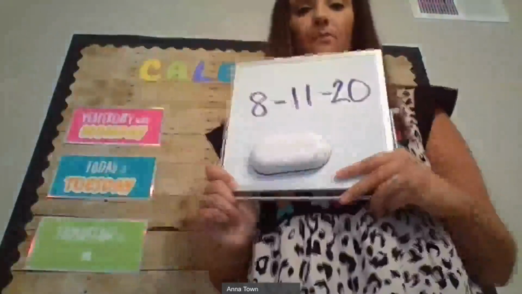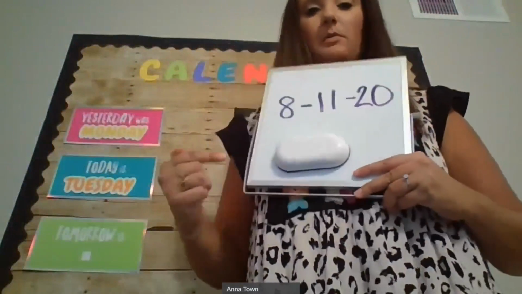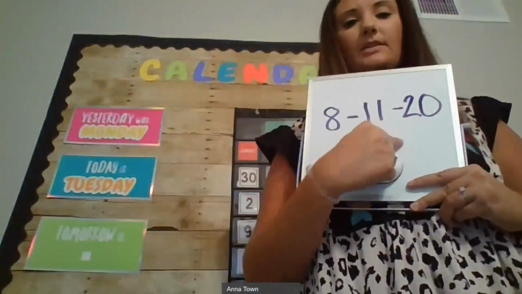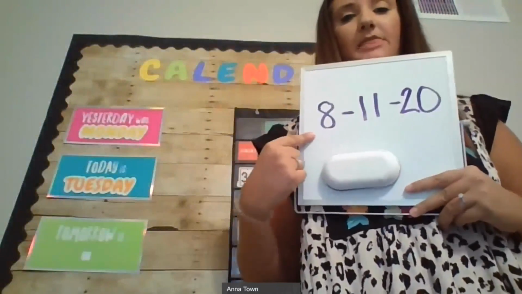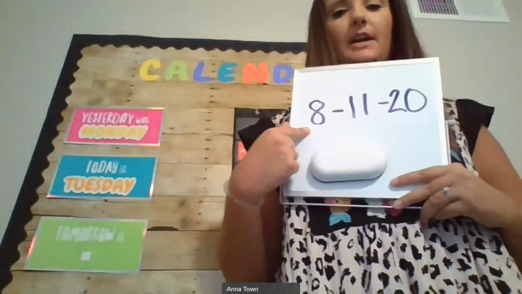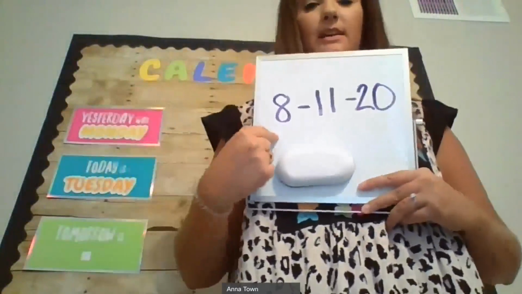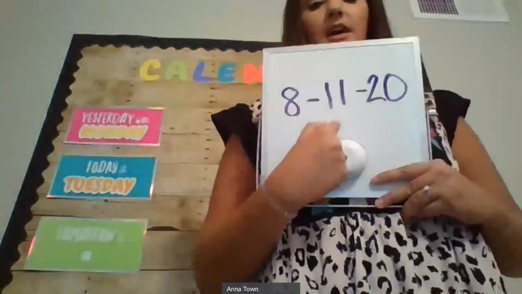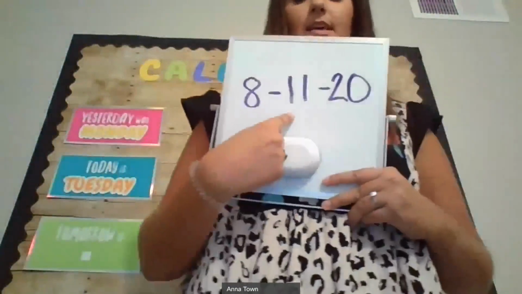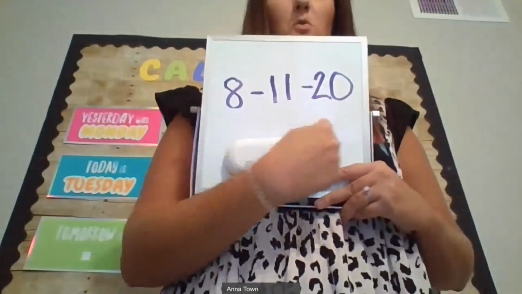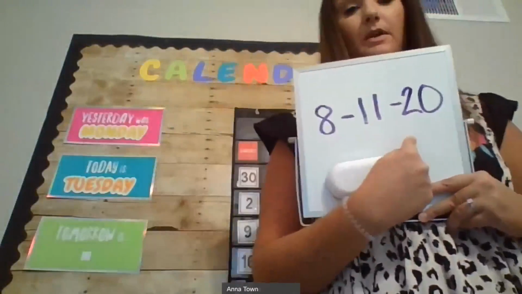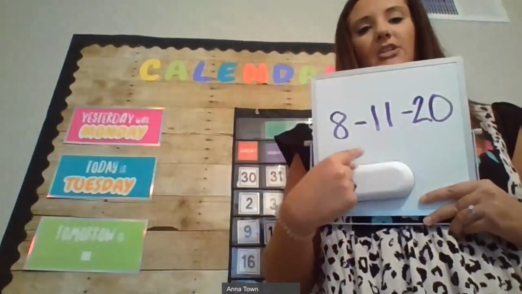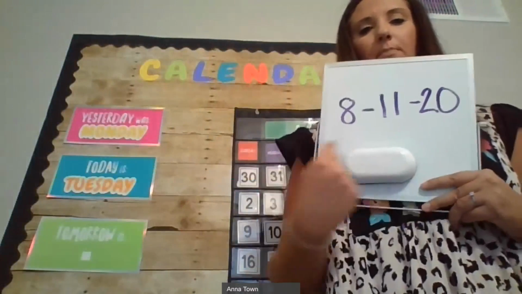Okay, now I want us to take a look at our date. When we write the date, we use numbers. The first number represents the month. August is the 8th month of the year, 8 out of 12. That's why we write 8. Then we put a dash, the number for the day of the month. Today is the 11th day of the month, and we end with the year. It's 2020, so we put a 20. 8-11-20 represents our date.